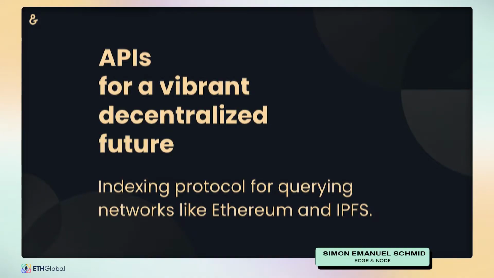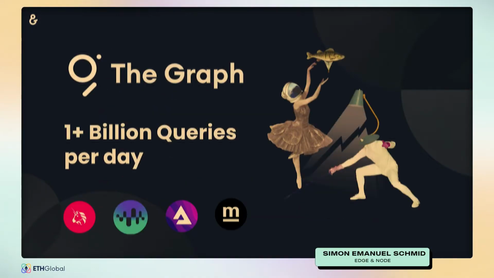There were more than 1 billion queries per day on that hosted service. That's quite a lot, and we are currently in the process of migrating all these queries to the decentralized network. So whoever has a subgraph on the hosted service and uses it currently, feel free to come to me. I'm helping you to migrate those subgraphs over to the decentralized network. I also have t-shirts and pop-ups for those who do, so grab me.